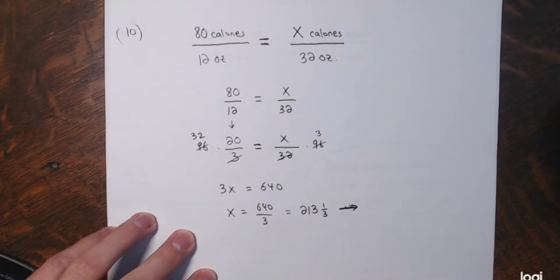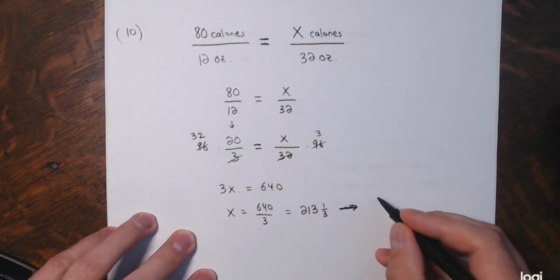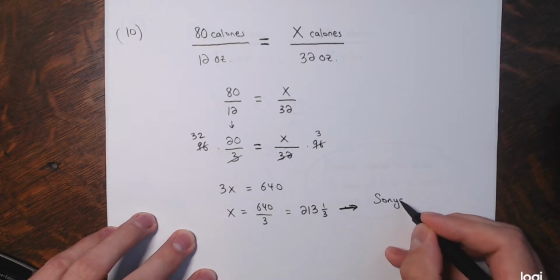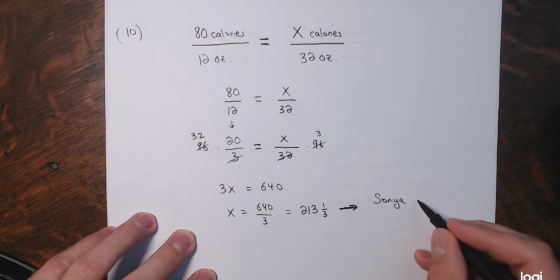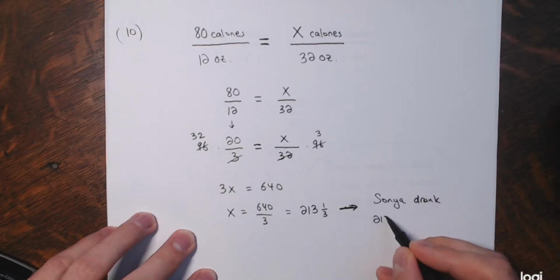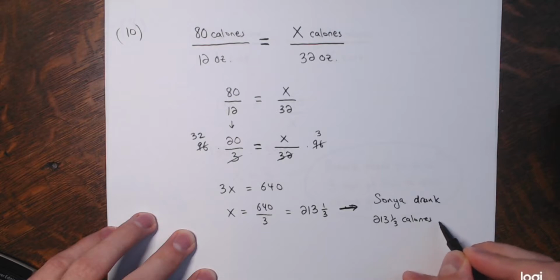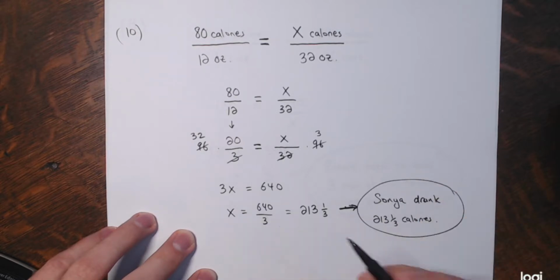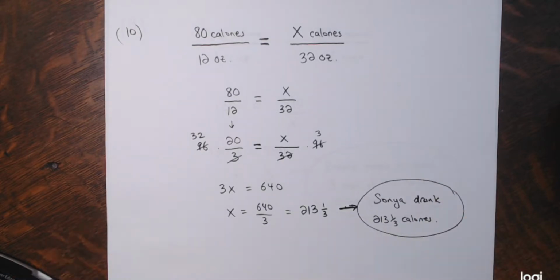Or 213.3333. But yeah, so Sonia drank 213 and 1/3 calories. Or you could write 640 over 3 calories. That's totally fine as well.